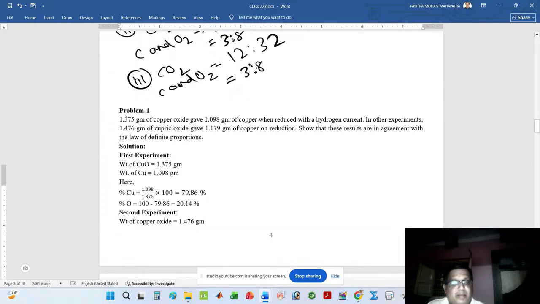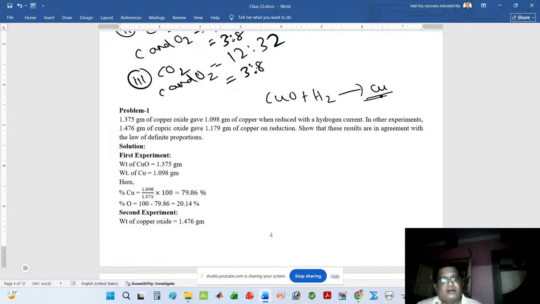Look at that. 1.75 gram of copper oxide gave 1.09 gram of copper when reduced with a hydrogen current. That means here an experimental method is given. Copper oxide is treated with hydrogen and gives copper. This is the main target. Another byproduct you will form is also water.